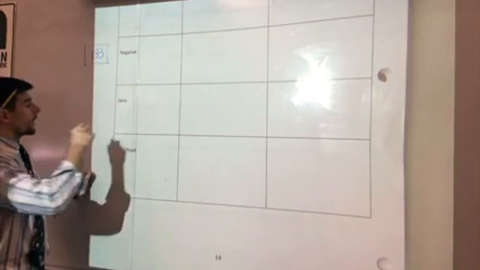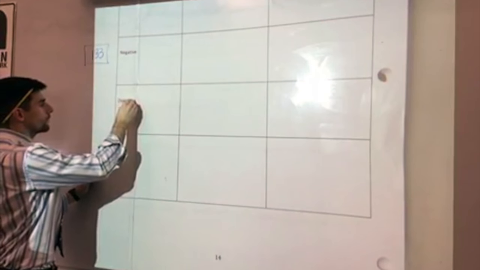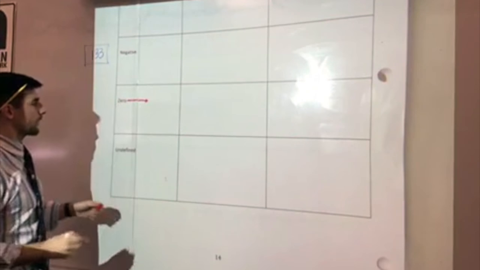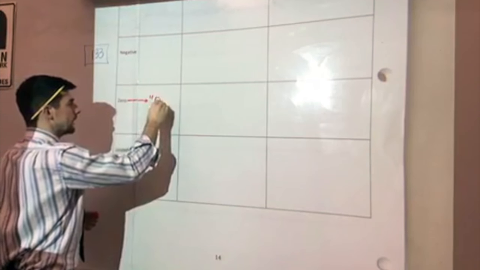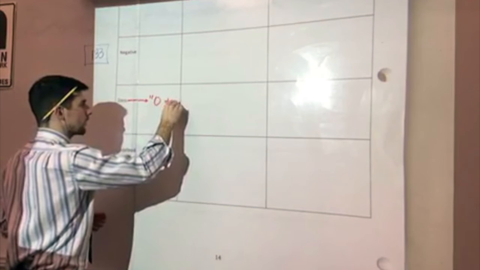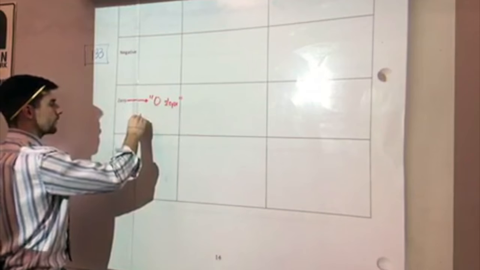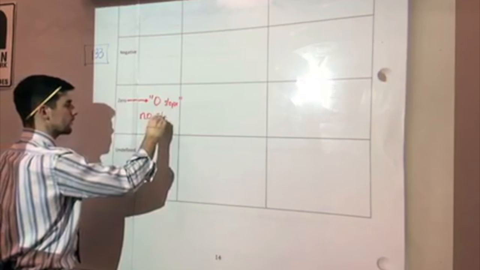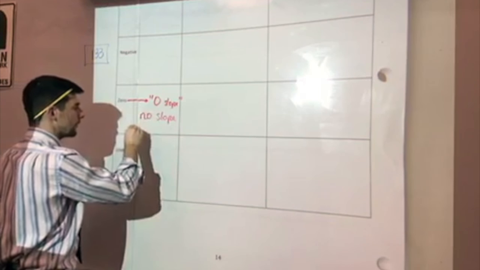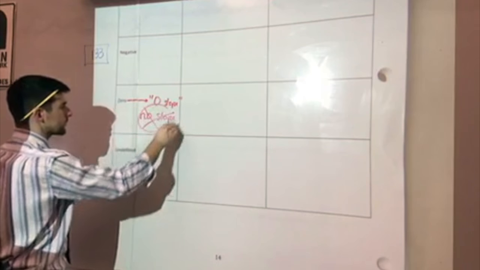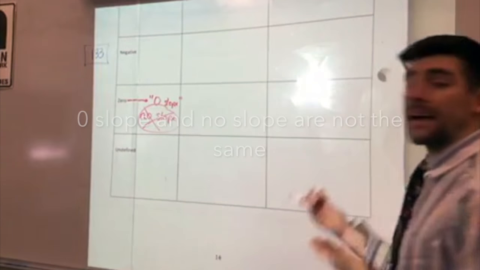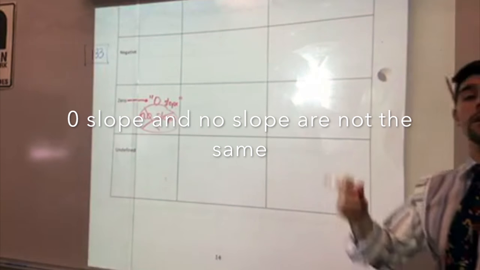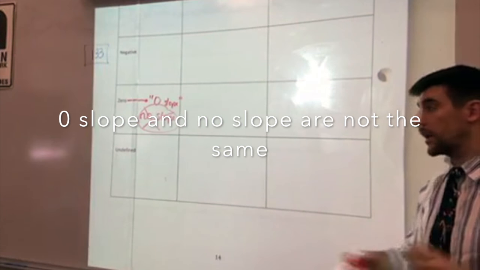Awesome. All right, so zero slope. The biggest and first key point I want to hit is that zero slope is just what it is. It's zero slope. I want you to write this phrase, no slope, and I want you to cross it out. A lot of students confuse zero slope with no slope. They're not the same thing. Zero slope is a very specific slope, just like positive and negative.